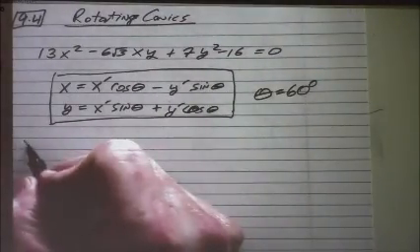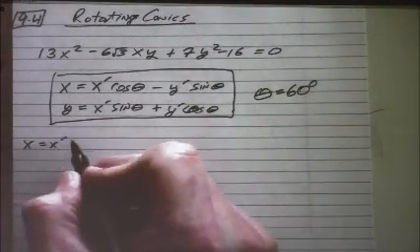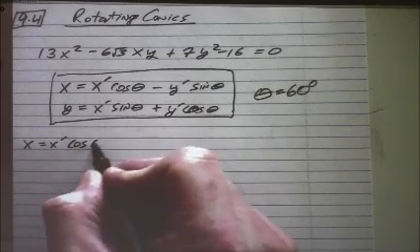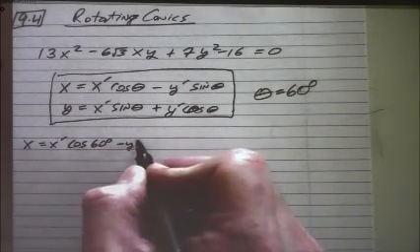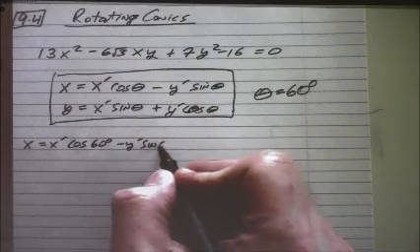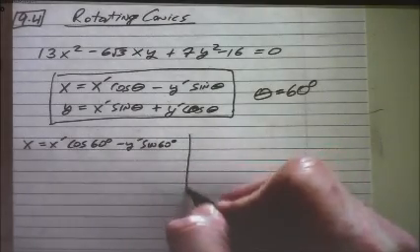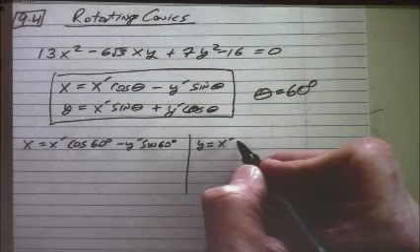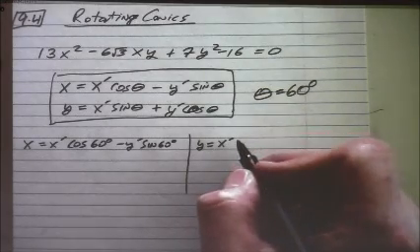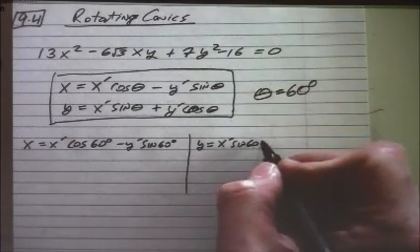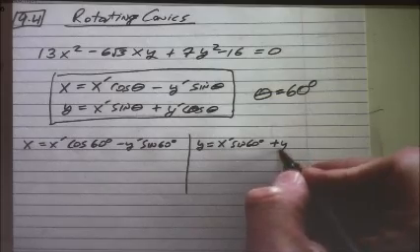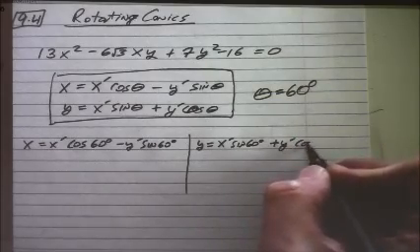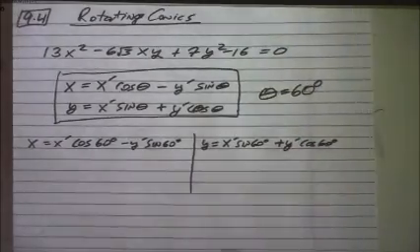So the x value, x equals x prime cosine 60 degrees minus y prime sine 60 degrees. And I'm going to do the y here. y is equal to x prime sine 60 degrees plus y prime cosine 60 degrees.